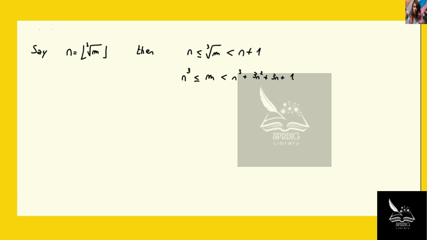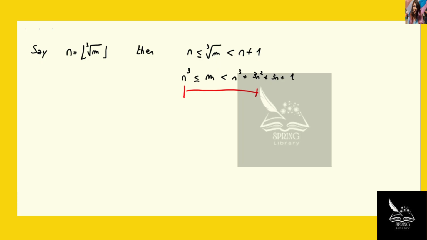So n is not unique to m. Every m between n cubed and n cubed plus 3n squared plus 3n plus 1 satisfies that n is equal to the floor of the cubic root of m. Now, how many such m's are there?